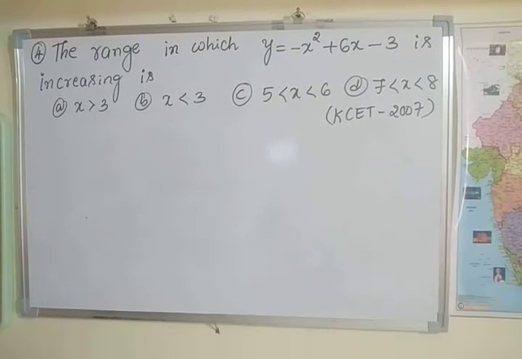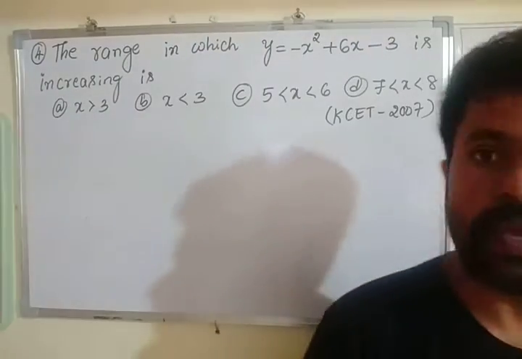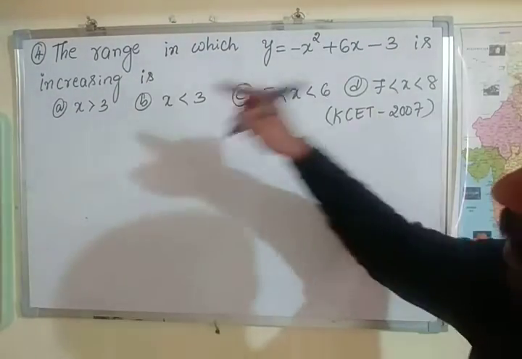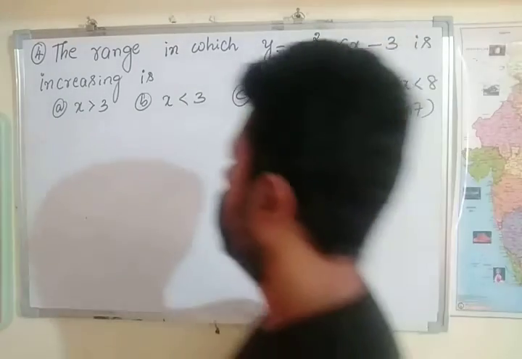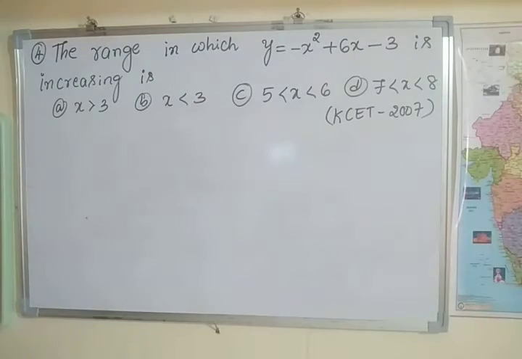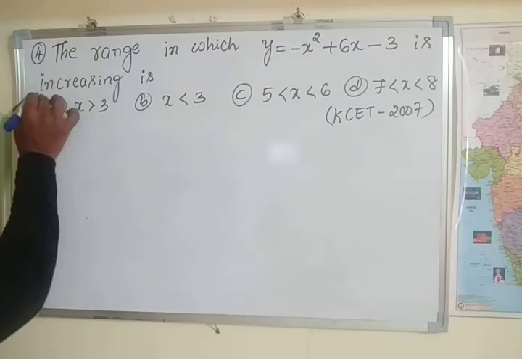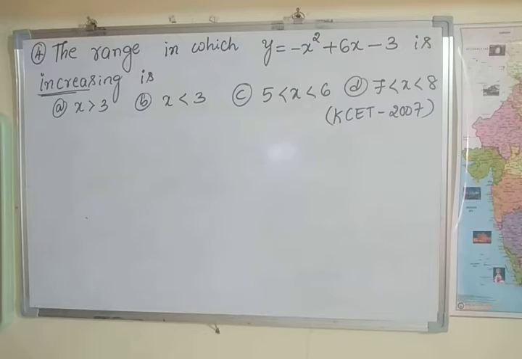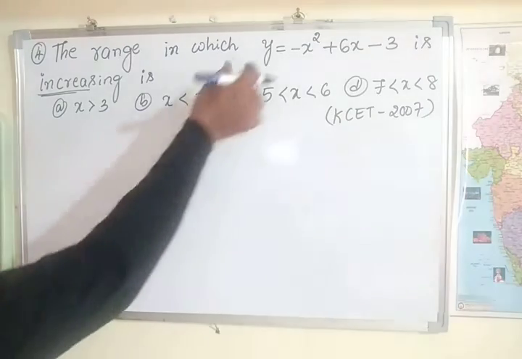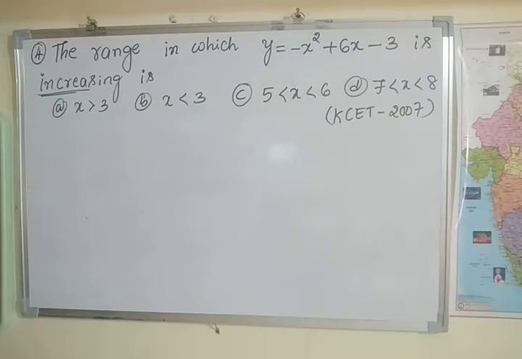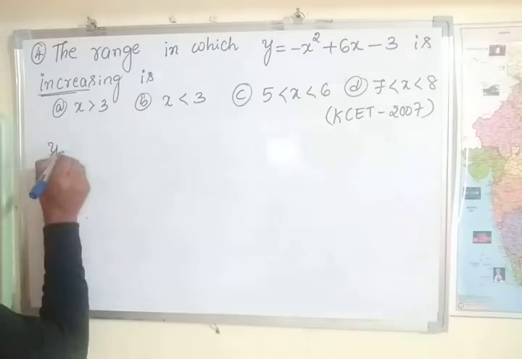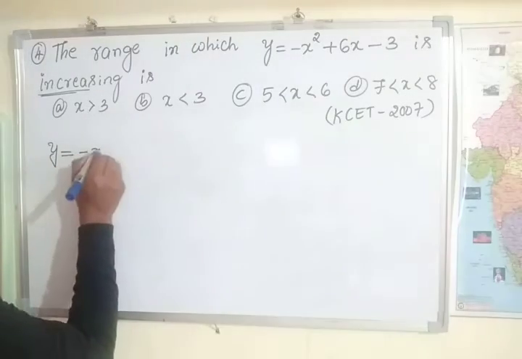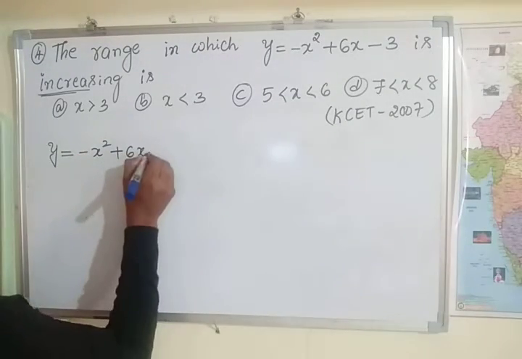So next example: the range in which y equals minus x square plus 6x minus 3 is increasing is, here we have x greater than 3, less than 3, in between 5 and 6, and 7 and 8. Now here we check the result. Increasing means f dash of x is greater than 0, or dy by dx is greater than 0. First we have the function y equals minus x square plus 6x minus 3.